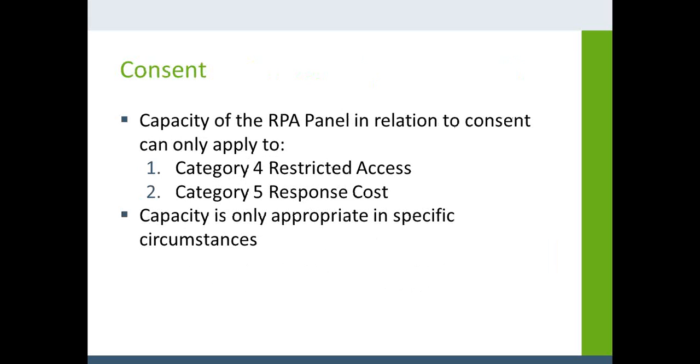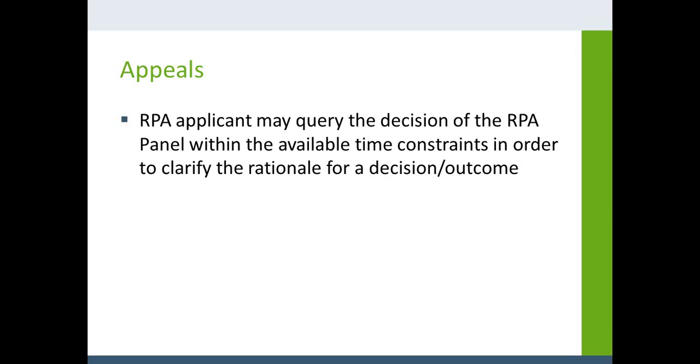Generally, the purpose of an RPA panel is to provide authorisation for restricted practices, but on occasion the panel has the capacity to provide consent for Category 4, restricted access, and Category 5, response cost. Capacity is only appropriate in specific circumstances, which you will find outlined in your workbook. The RPA applicant may query the decision of the RPA panel within the available time constraints in order to clarify the rationale for a decision or outcome.